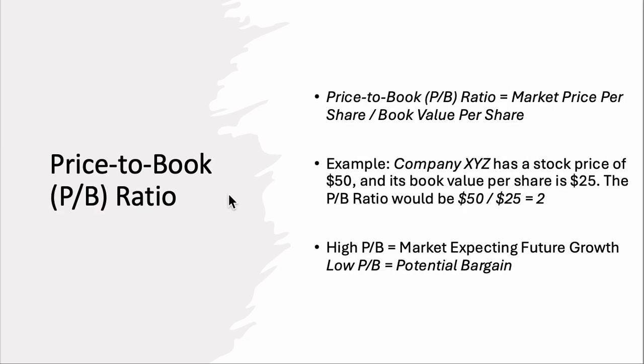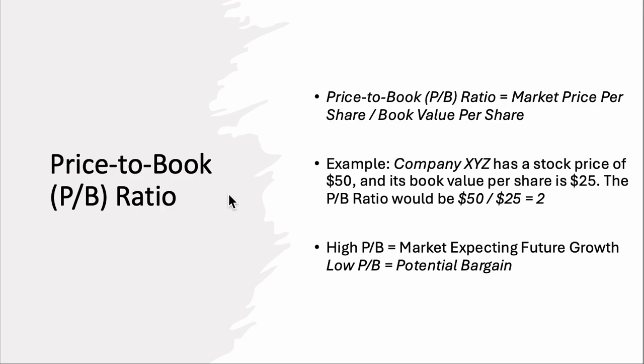Next up is the price to book ratio. This ratio compares the company's stock price to its book value per share, giving investors insight into how the market values a company's assets. Price to book ratio is equal to market price per share upon book value per share.